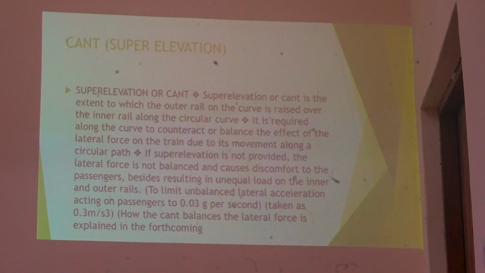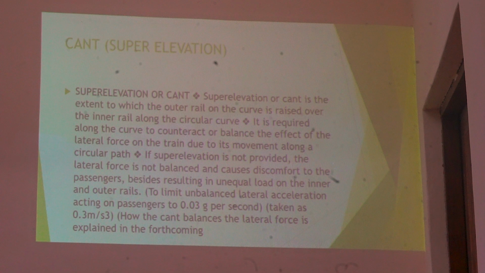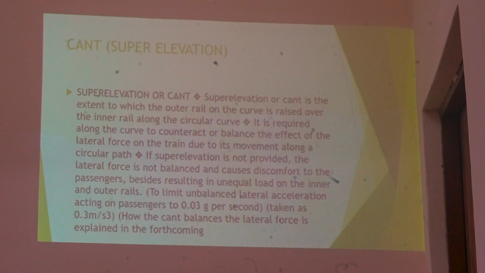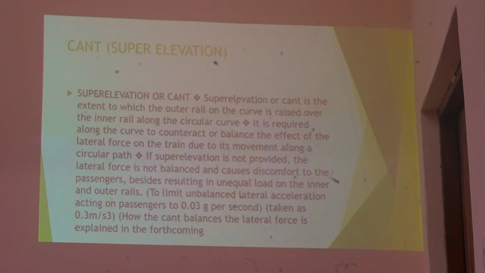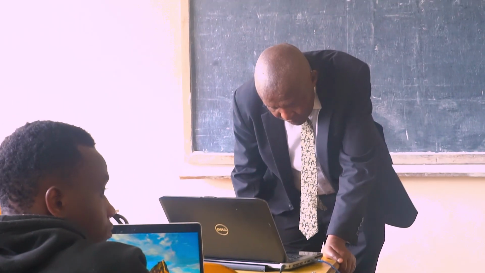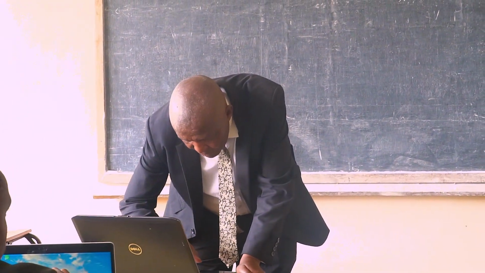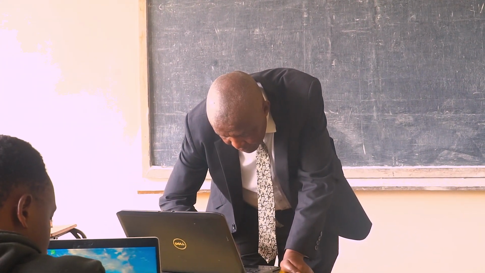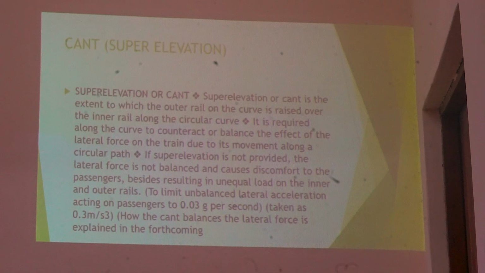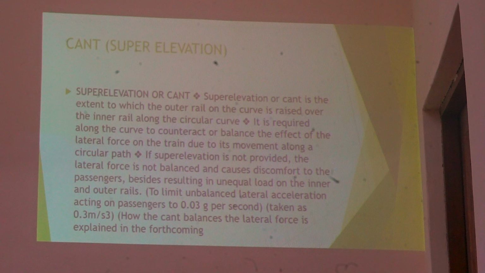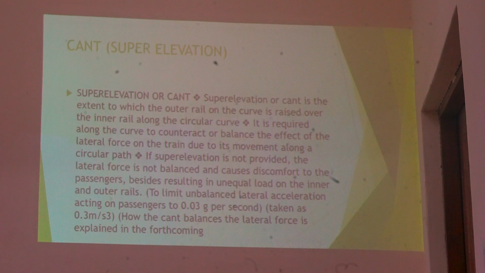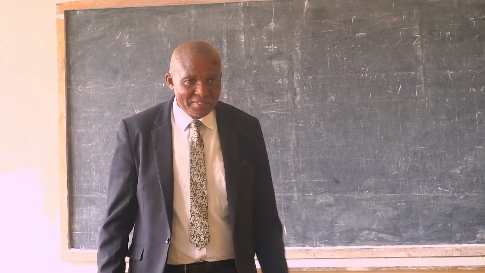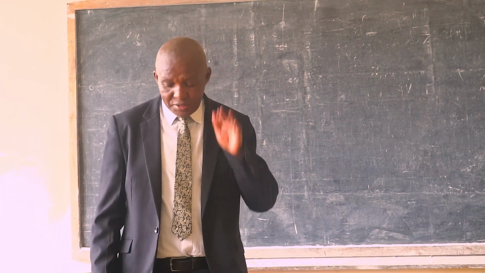If super elevation is not provided, the lateral forces are not balanced and cause discomfort to the passengers, besides resulting in an unequal load on the inner and outer rails. So you can see here, lateral acceleration is taken as 0.3 meters per second cubed. So it's the same as the lateral acceleration in roads.